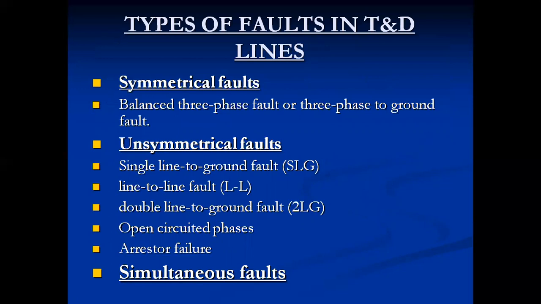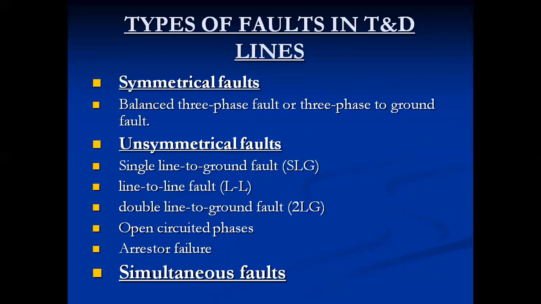So what are the faults which may occur in transmission and distribution lines? Faults are basically classified as series or shunt faults, or you can say short circuit faults or open circuit faults. Based on these classifications, we can also say symmetrical and unsymmetrical faults. A symmetrical fault means that after the fault condition, all the actuating quantities are symmetrical in nature. Faults like the three-phase fault and three-phase to ground fault come under the category of symmetrical faults.